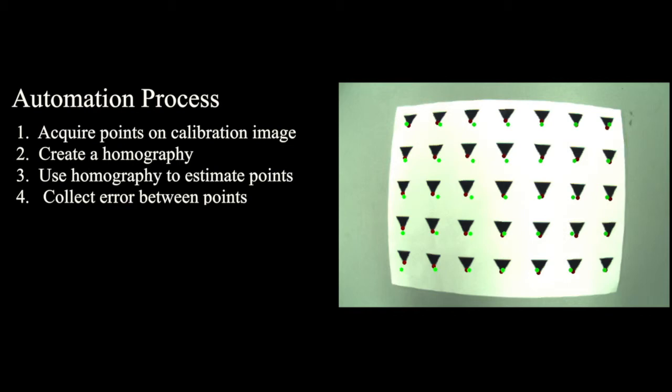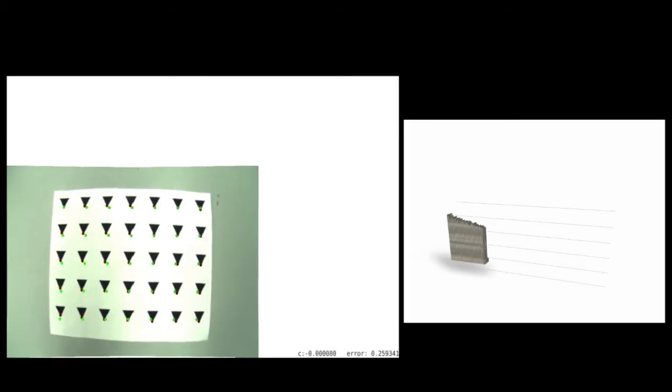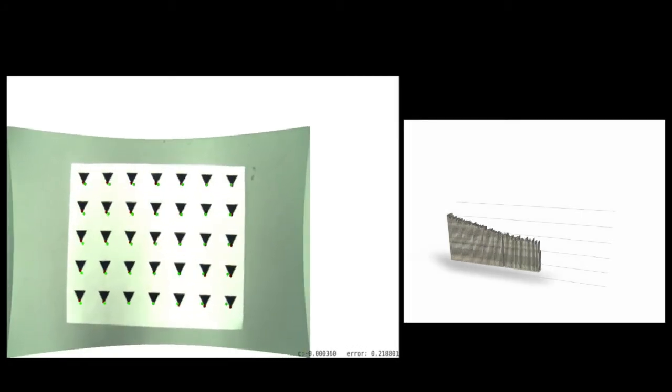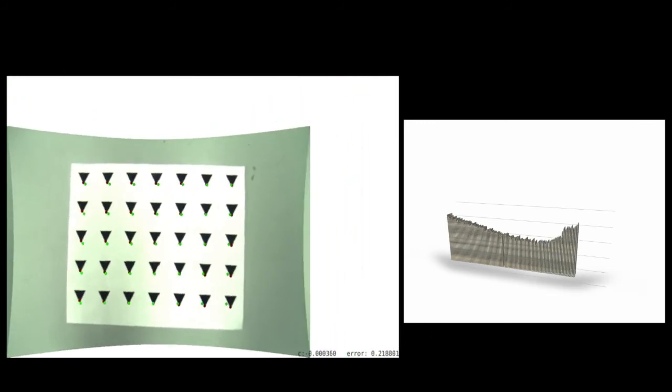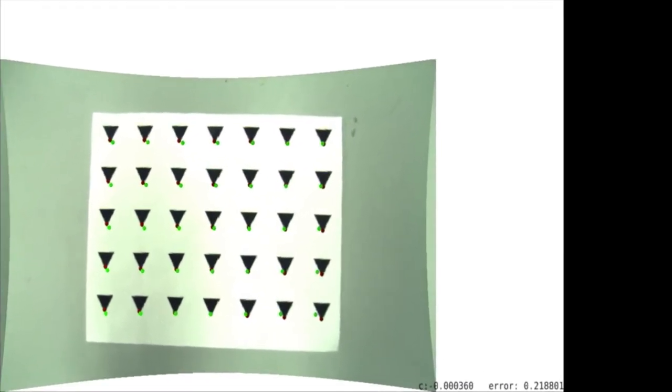Here is a demonstration of our algorithm automatically finding the best distortion correction. As we move through the different distortion adjustment values, it's easy to see the image flatten out. At this point, the error begins to get worse, meaning that we've found the best value. With a perfectly undistorted image, we can now calculate exact object positions in the real world.